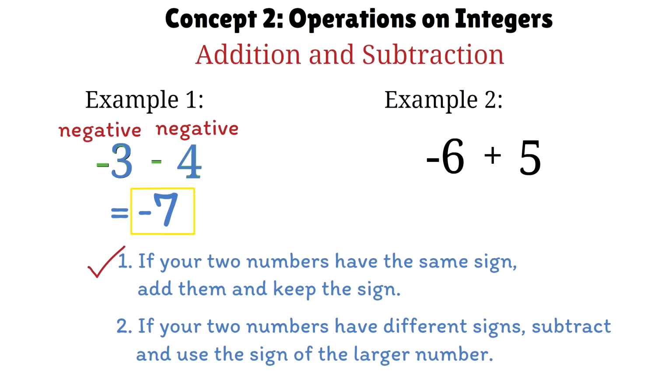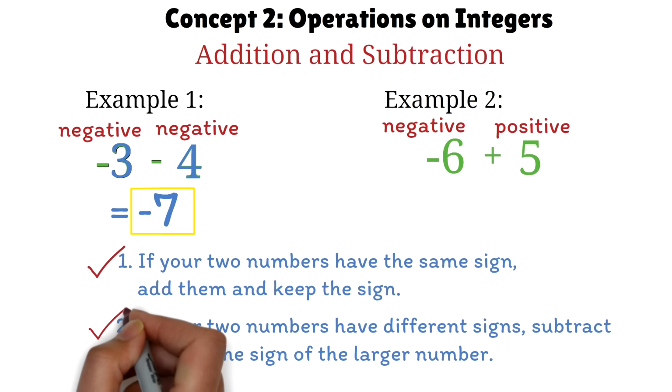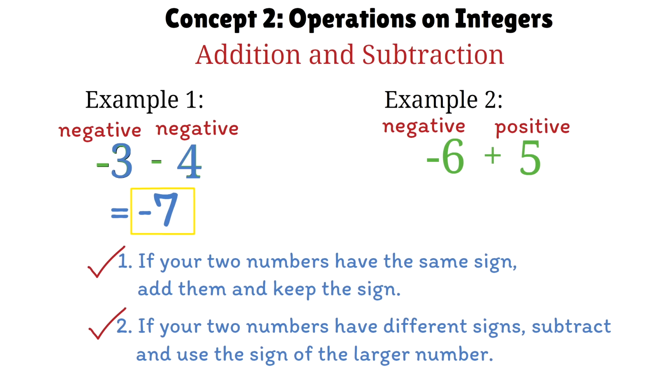Now, let's work on example 2. We have negative 6 plus 5. Here, we notice that 6 is negative and 5 is positive. They have different signs. The rule is, different signs, subtract and use the sign of the larger number. So we will do 6 minus 5. This is 1. Here, we see that the larger number was 6 and the sign is negative, so we will use that. Final answer is therefore negative 1. Hope you get what's going on so far.